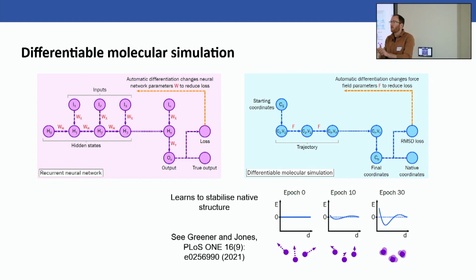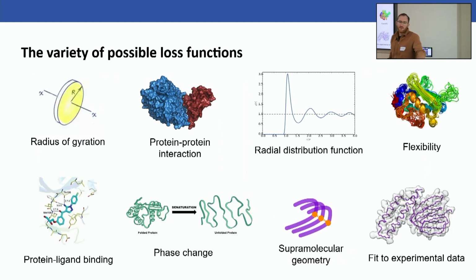So if you wanted to learn a whole force field, you can imagine starting off with no interactions, and so your atoms might fly away according to their starting velocities. And then over training, you would learn to stabilize the native structure. And eventually, it turns out you can learn force fields for proteins, which you can check out in that paper if you want to. And really, I think the attraction, well, there's two.